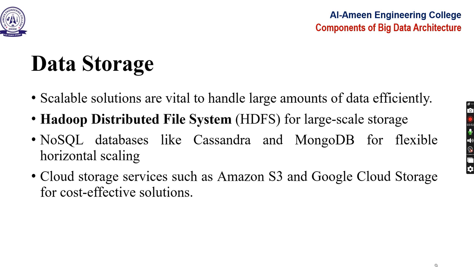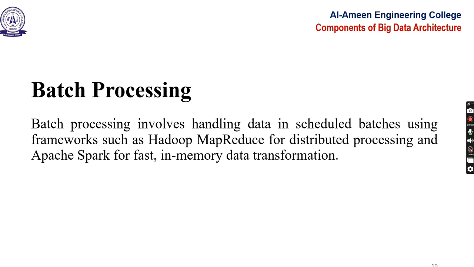When you go for data storage, scalable storage solutions can be handled by big data. Mainly we use the Hadoop Distributed File System, that is HDFS, for large-scale data storage. NoSQL databases like Cassandra and MongoDB can be used for flexible horizontal scale. And cloud storage services like Amazon S3 and Google Cloud Storage can be used for the most cost-effective solutions.